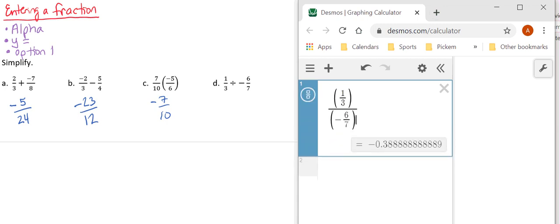And again, Desmos is giving us an answer as a decimal. So we'll hit our blue button over here, our fraction button, to have that change. And we'll see that our answer is -7/18. And we're done.